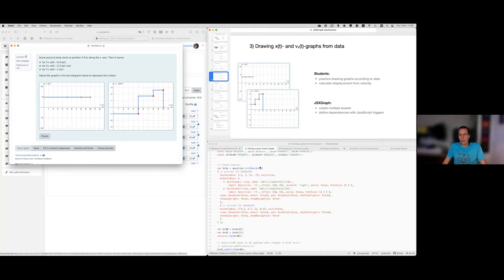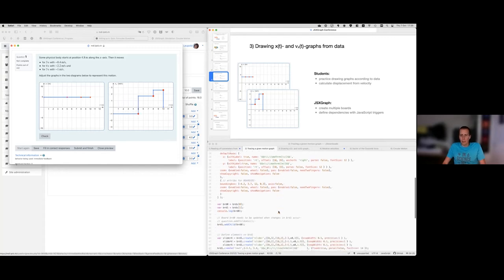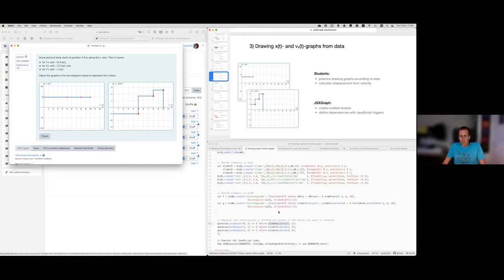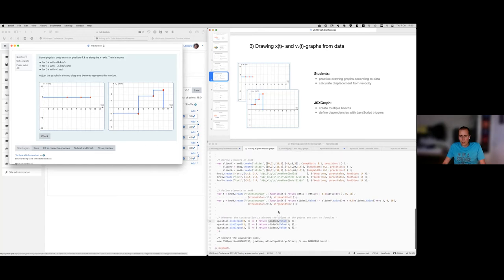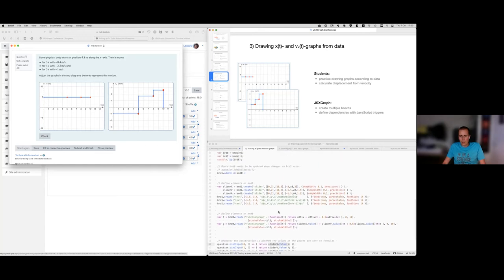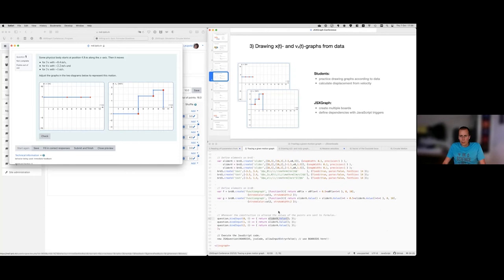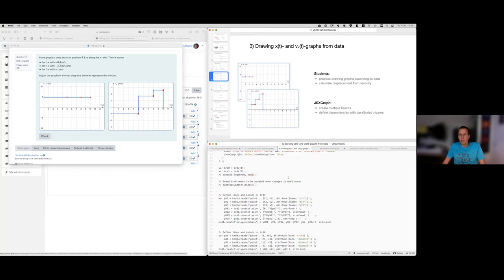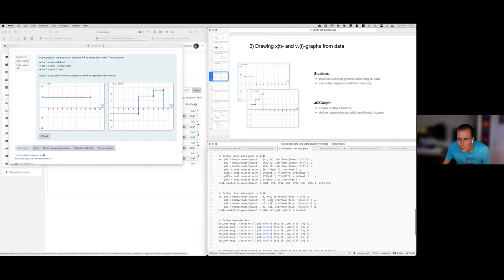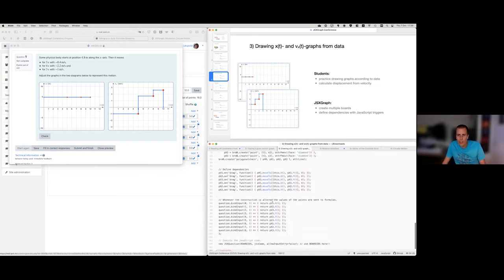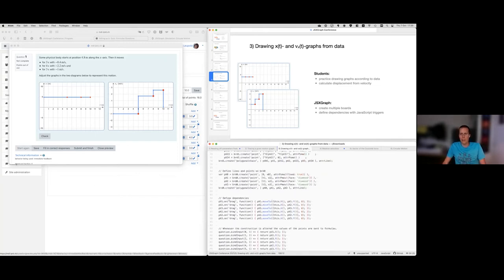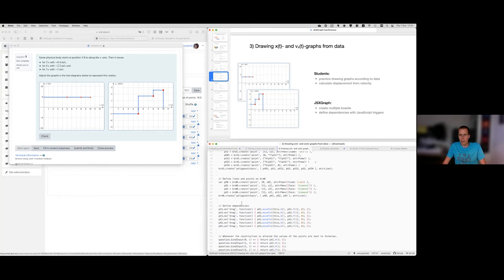So this is done via JavaScript triggers. Let me look for that in the code. Where did I put that? In the wrong one. Sorry, to keep up with switching source codes as well. Here you can see these dependencies. So I've created points for velocities and points for positions.